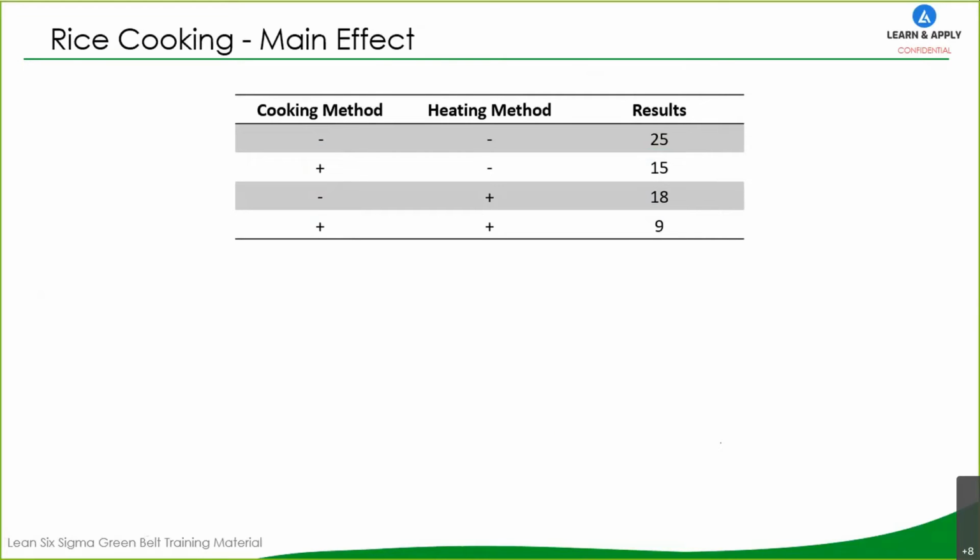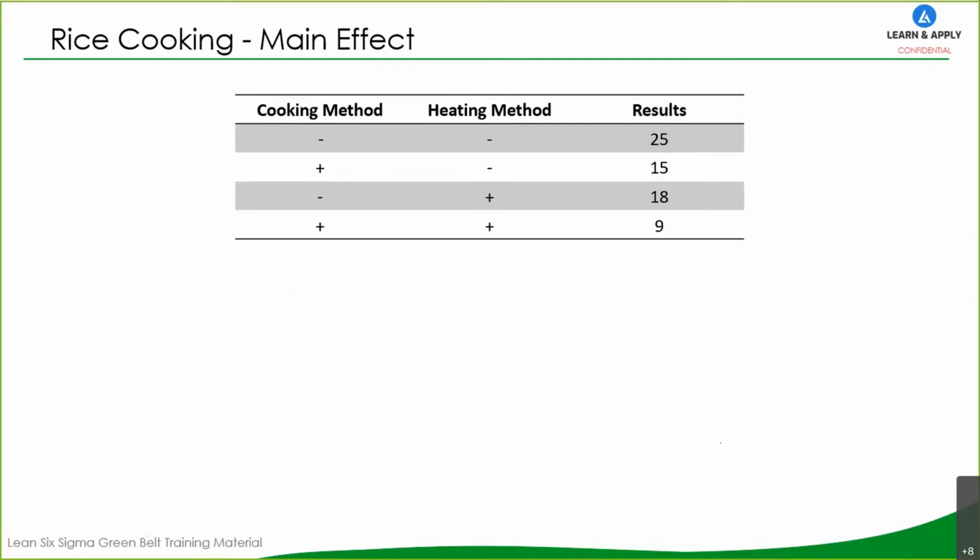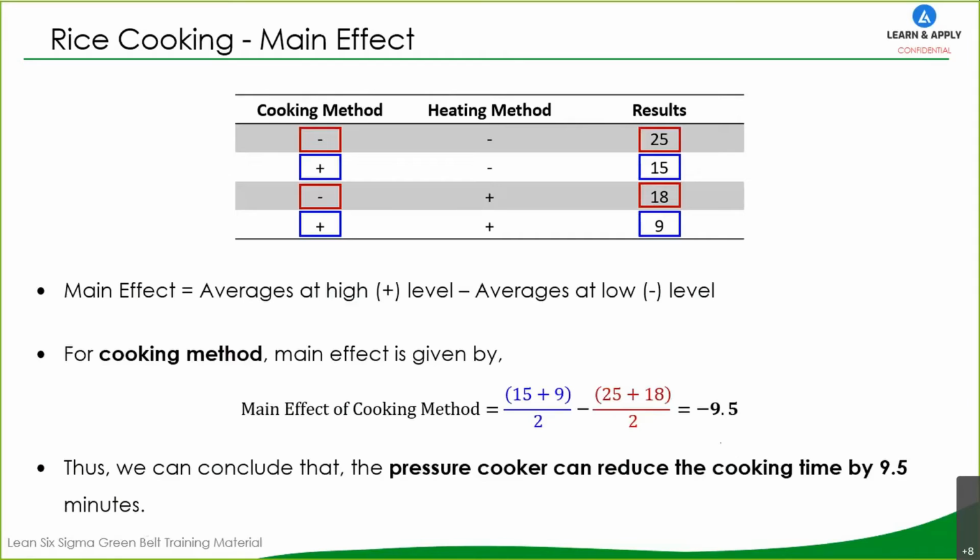Now let's see the main effect for heating method. Can you please tell me what the heating method effect is? Sir, can you go for a second to the previous slide? The last line: thus we can conclude that the pressure cooker can reduce the cooking time by 9.5 minutes.